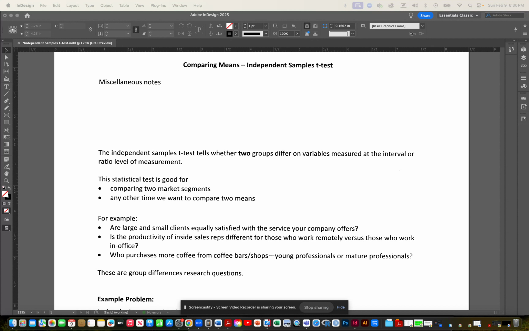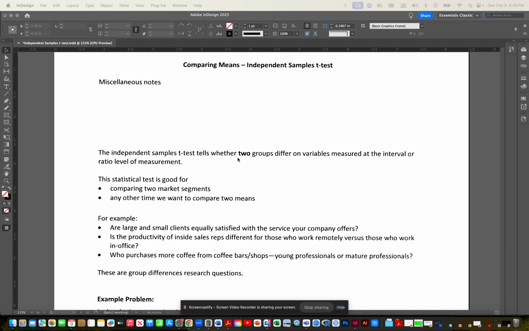The independent samples t-test tells whether two groups differ on variables measured at the interval or ratio level of measurement. So what this tells us is that we use the independent samples t-test for group comparison type research questions. And because we're dealing with means or averages, the variables have to be numeric, so they have to be interval or ratio. And then the last part about that sentence right here is it's for two groups. If we have more than two, then we would have to use a different type of statistical test.